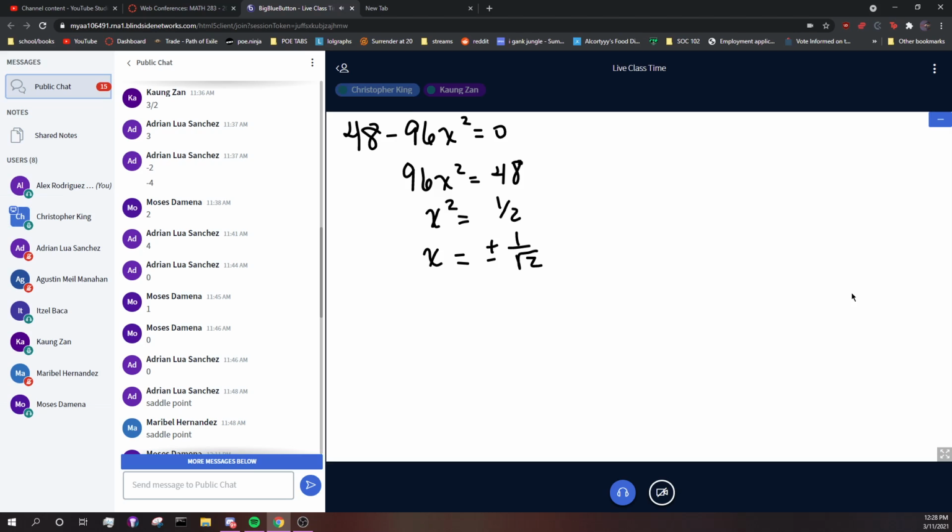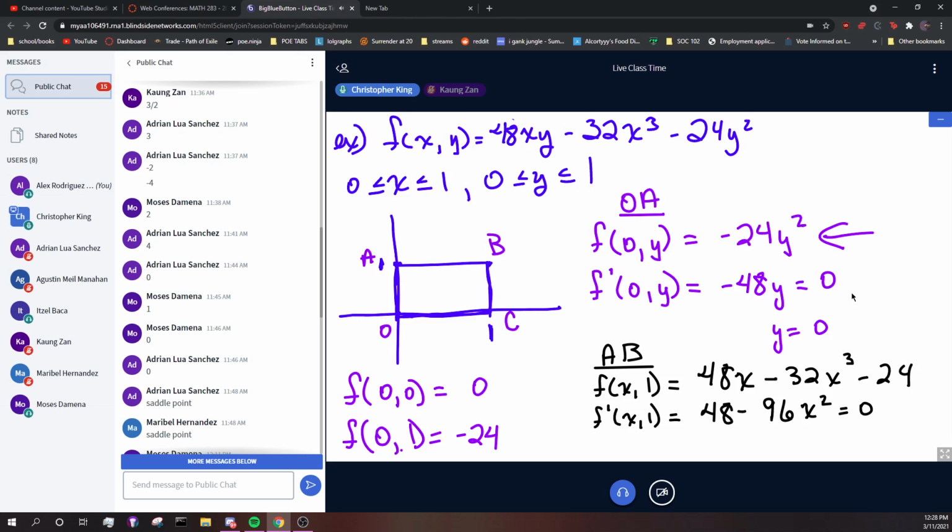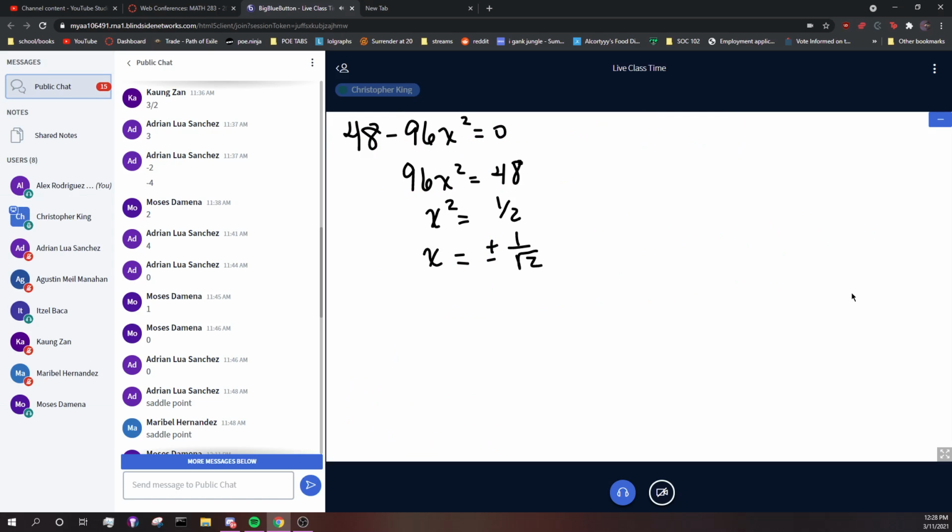Now, let's pay close attention. We know that x is bounded between 0 and 1. Do both of these solutions work? No. So which one do I get rid of?